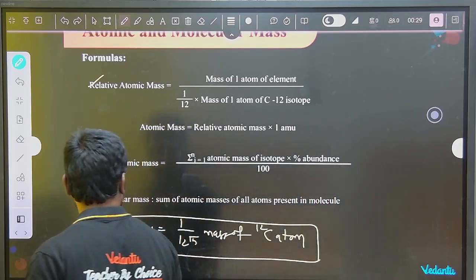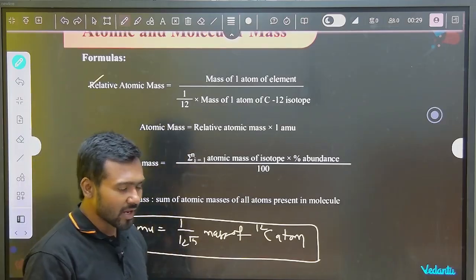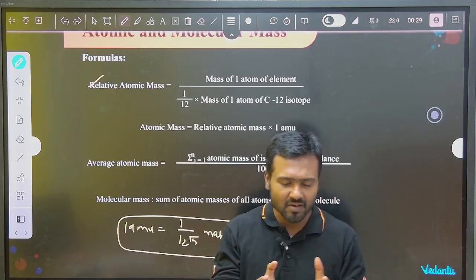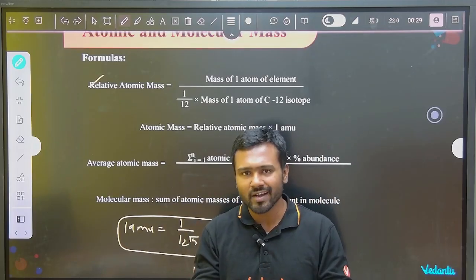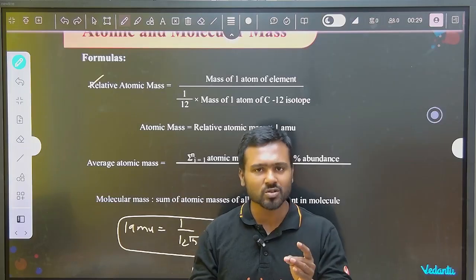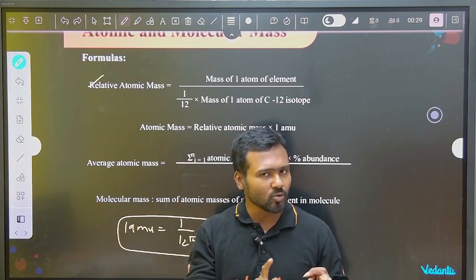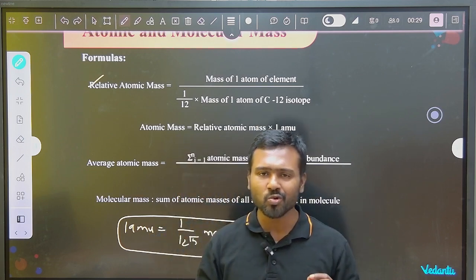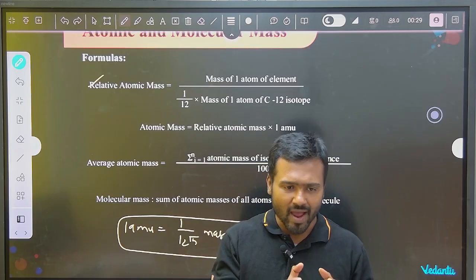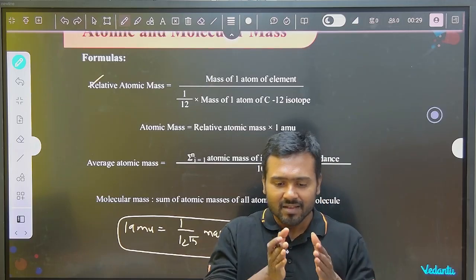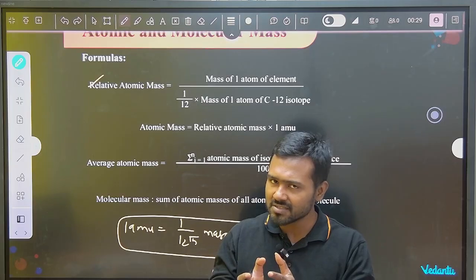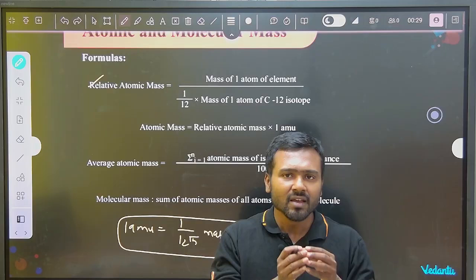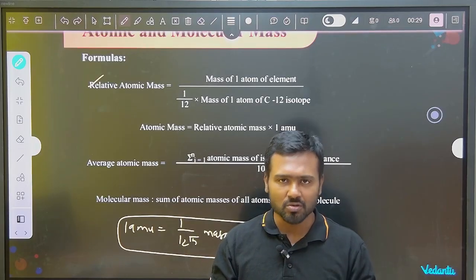Next, if you want to find the molecular mass, what you have to do is add the mass of all the atoms. Let's take glucose. Glucose formula is C6H12O6. In that, 6 carbon atoms are there, 12 hydrogen atoms, and 6 oxygen atoms. So if you want the glucose molecular weight, you have to add 6 carbons' atomic weight, 12 hydrogens' atomic weight and 6 oxygens' atomic weight. If you add the total atoms' weight, you will get the weight of glucose.